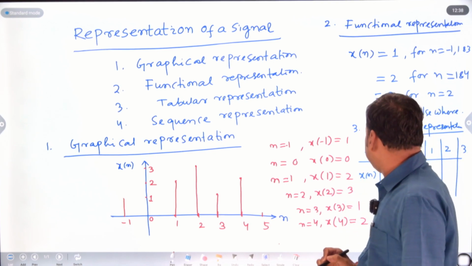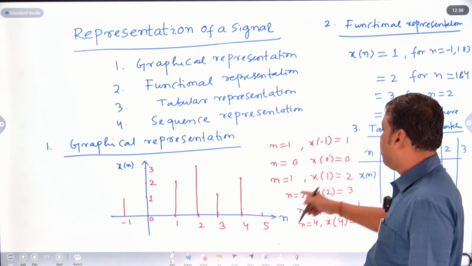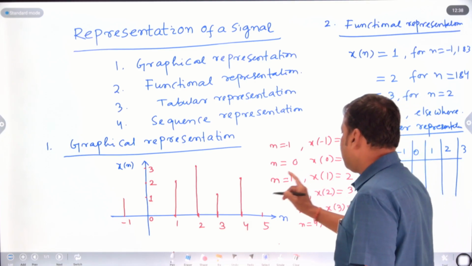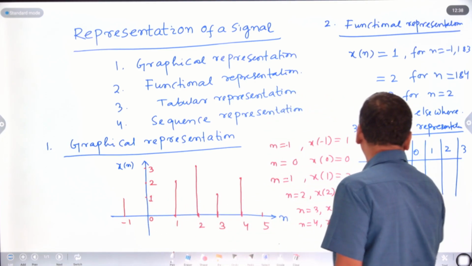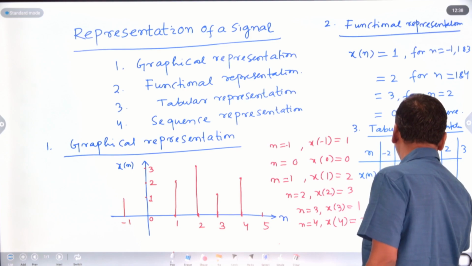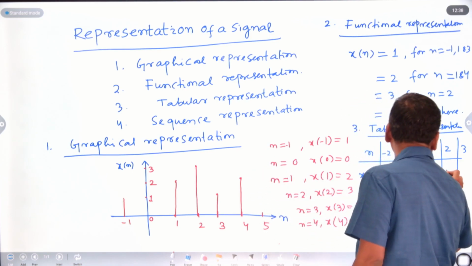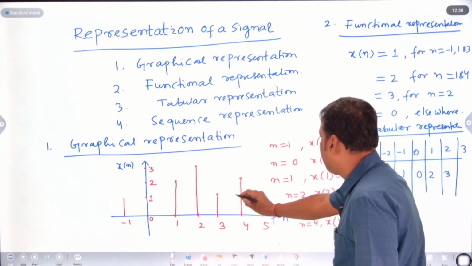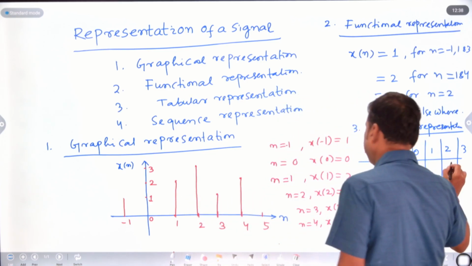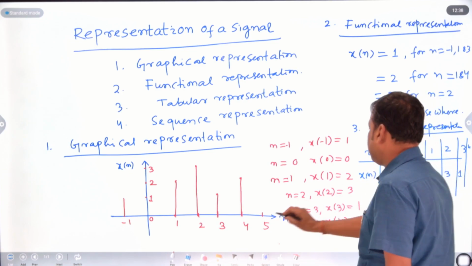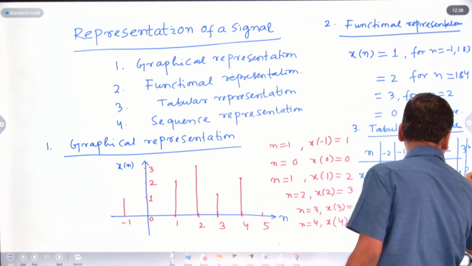For n equal to -2, x of n equals 0. N equal to -1, that is 1. N equal to 0, that is 0. N equal to 1, that is 2. N equal to 2, that is 3. N equal to 3, that is 1. And n equal to 4, the value is 2. This is your tabular representation.